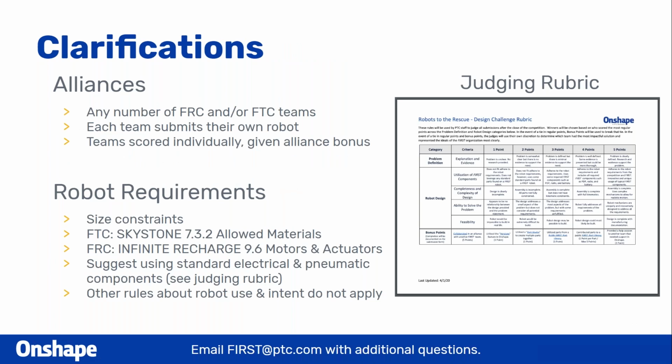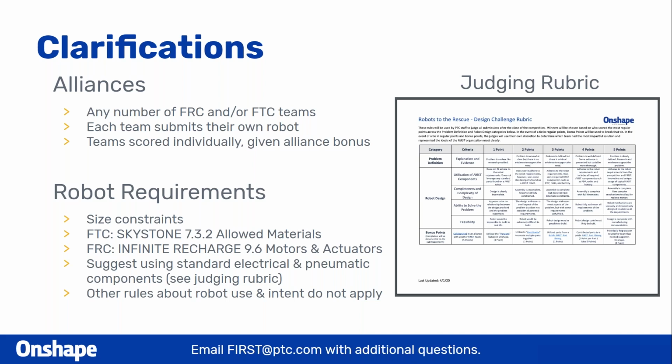Some clarifications that we have given, since teams have been asking questions, are about alliances. Any number of FRC or FTC teams can form an alliance, and each team in the alliance will submit their own robot. Those teams will be scored individually, and then you will get the alliance bonus in your score.